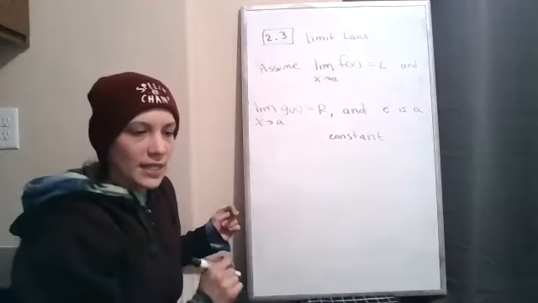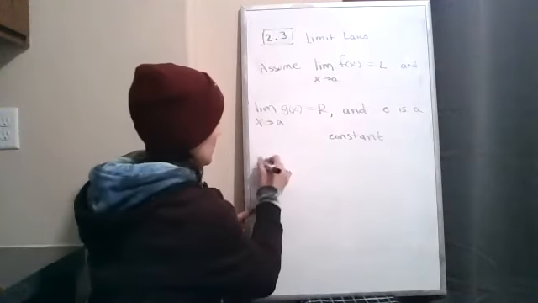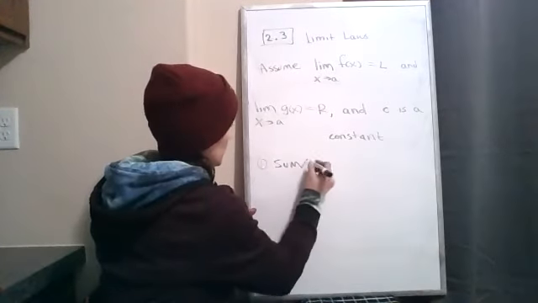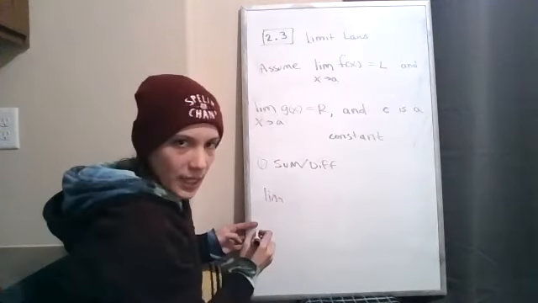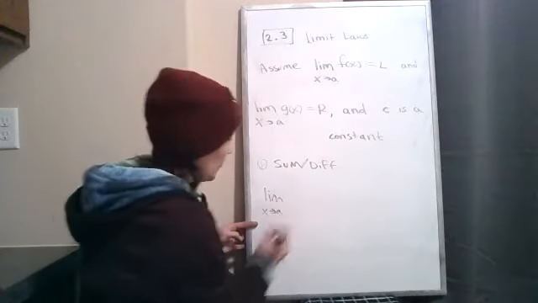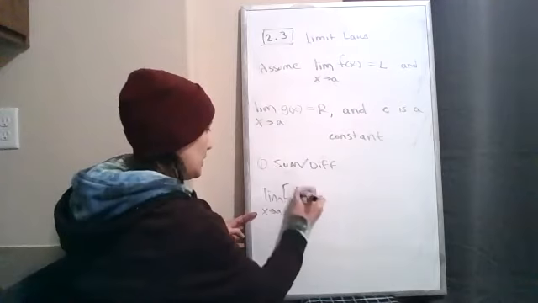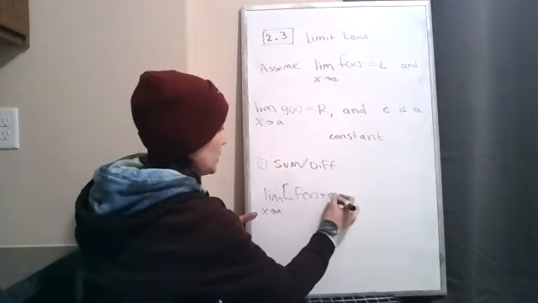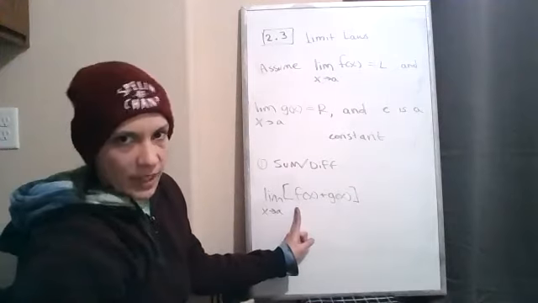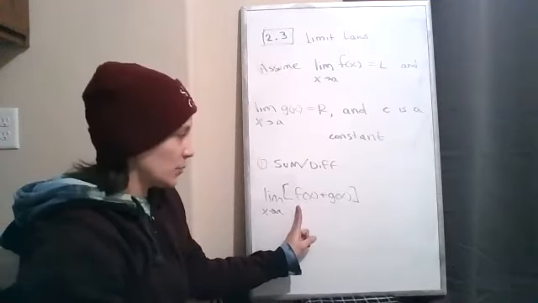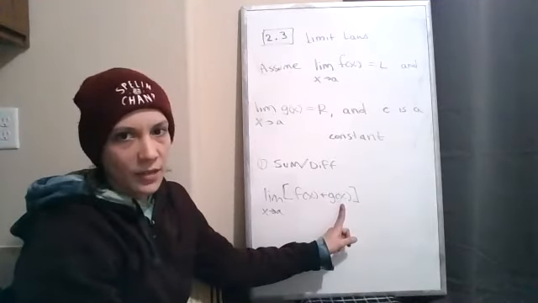First rule, number 1, is sum and difference. The limit as x goes to a of f of x plus g of x is equal to the limit as x goes to a of f of x plus the limit as x goes to a of g of x.